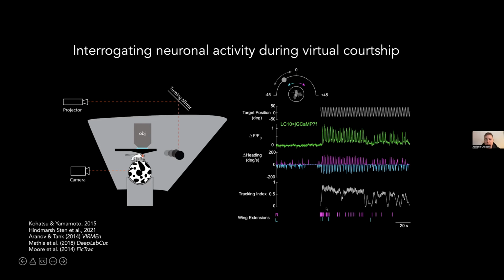One measure that we use in the lab to quantify how well the male is pursuing that target is simply a tracking index, or a moving correlation between the male's heading and the position of that target. And of course, using software like DeepLabCut, I can look at when the male is extending his wings.